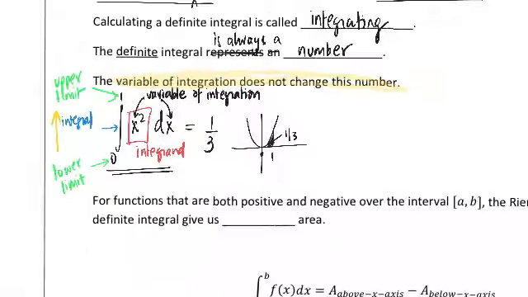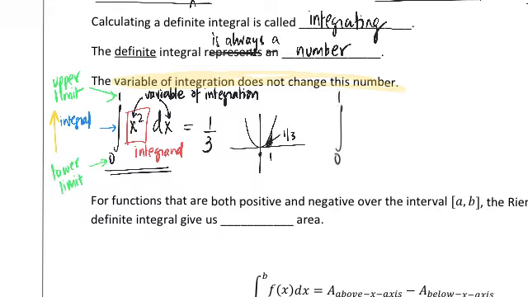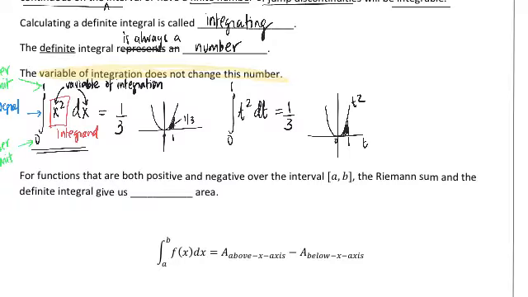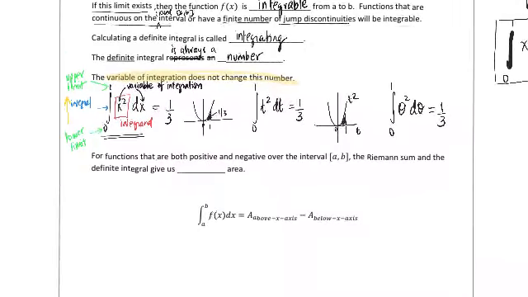Well, I can say the same thing by saying integral from 0 to 1, t squared dt is equal to 1/3, right? See how the number didn't change? It's just that my graph is now t and t squared, right? But clearly the area from 0 to 1 didn't change because I called my graph by a different variable. Integral from 0 to 1 of theta squared d theta will also be equal to 1/3, right? So the variable of integration does not change the answer to a definite integral.